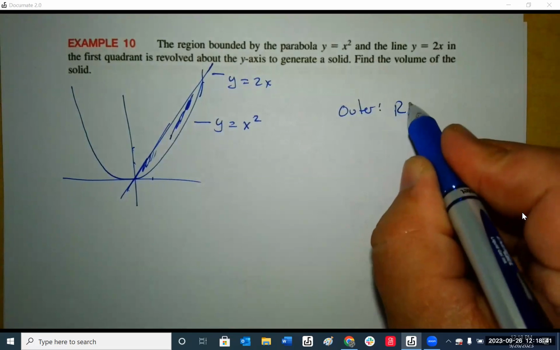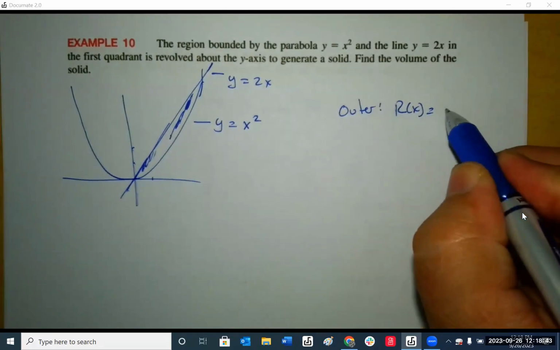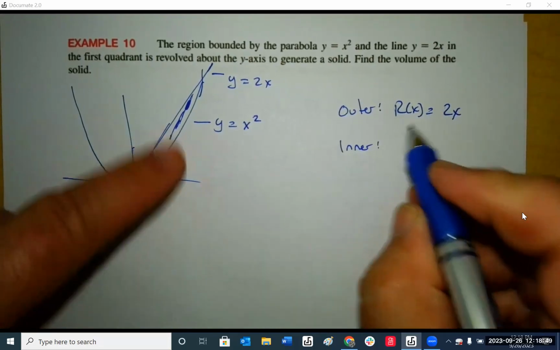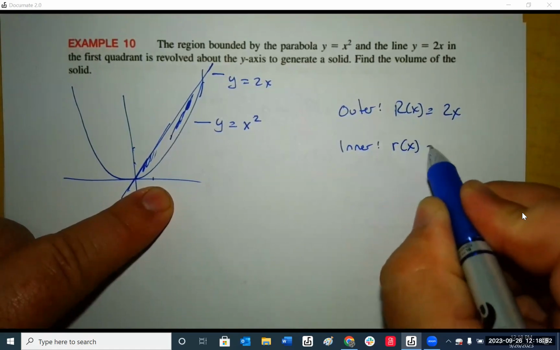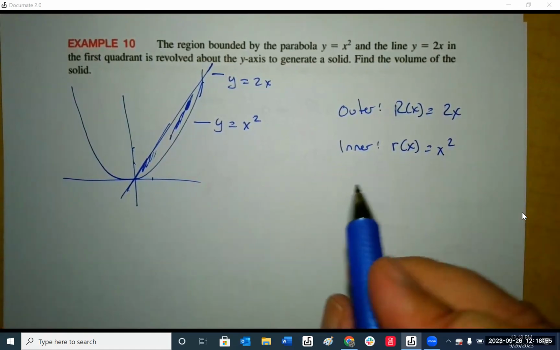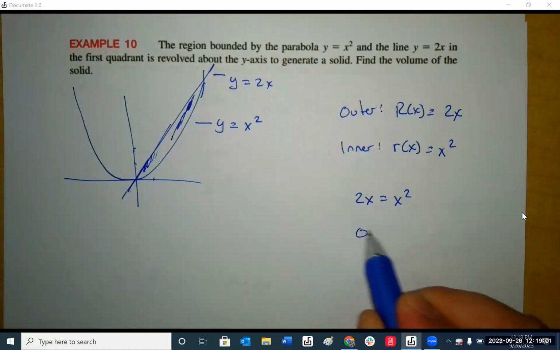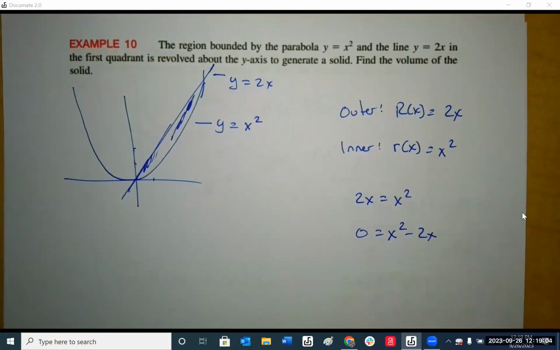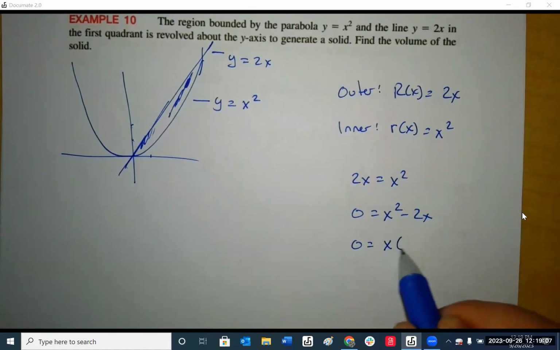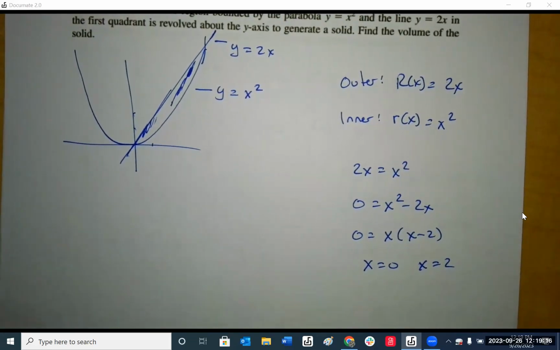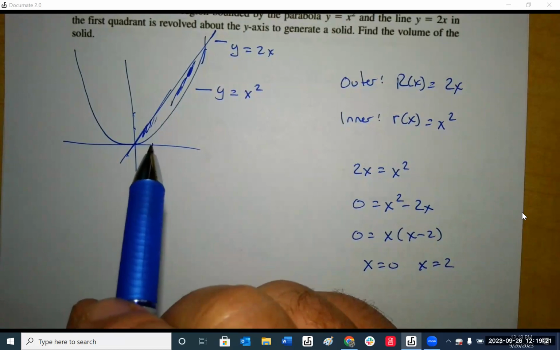The outer bound is the 2x. The inner, the lower one, is x squared. Set them equal to each other. So we have our bounds of integration from 0 to 2. Oh, hold it. Yeah.